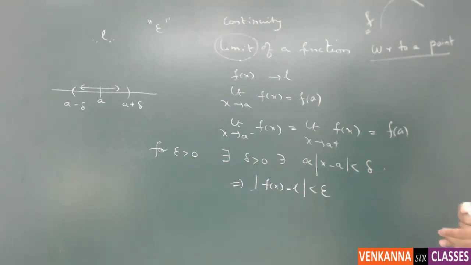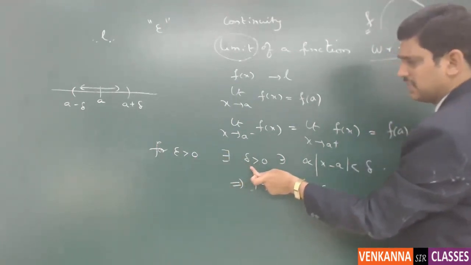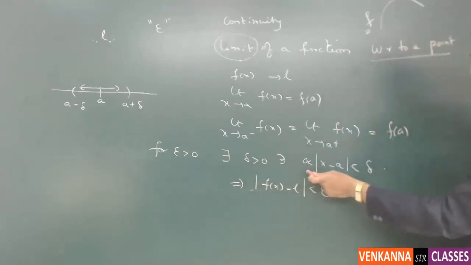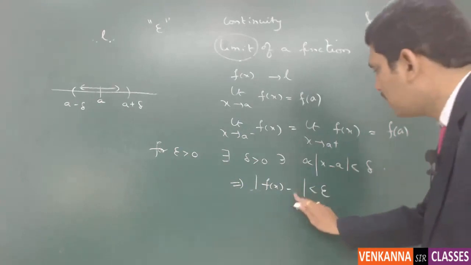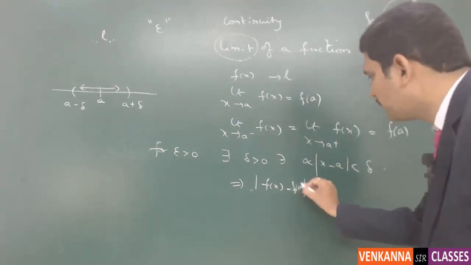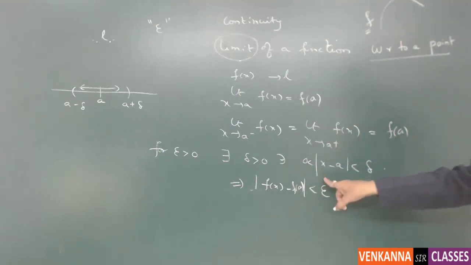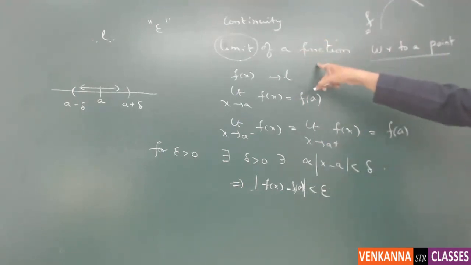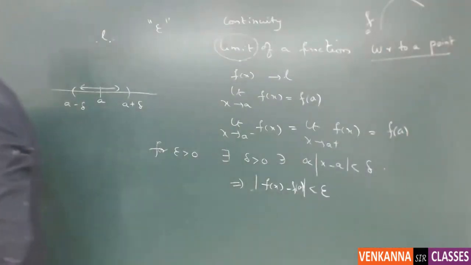So if you look at the traditional definition, for epsilon greater than 0, there exists delta greater than 0, such that whenever 0 less than mod x minus a less than delta implies modulus of f of x minus f of a is less than epsilon. So this is the condition we will verify for continuity of a function with respect to a point. You please take a note of it.